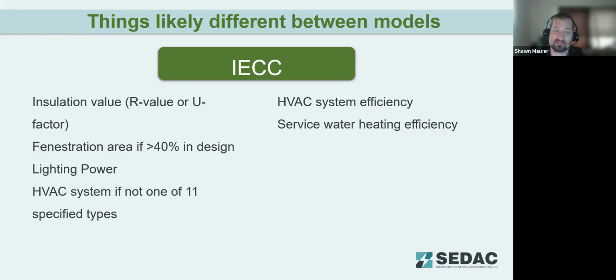The HVAC systems, if it's not one of the 11 specific types that's listed in the HVAC selection tables, then there's going to be that difference between the standard design and reference design. The system efficiencies are going to be different. The capacities are going to be the same. And service water heating, the efficiencies will be different between the two models.